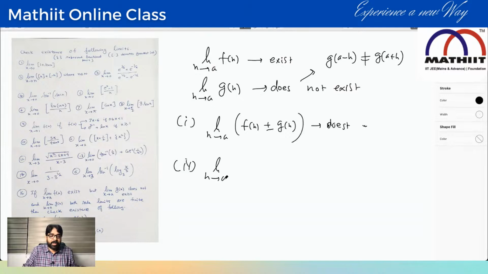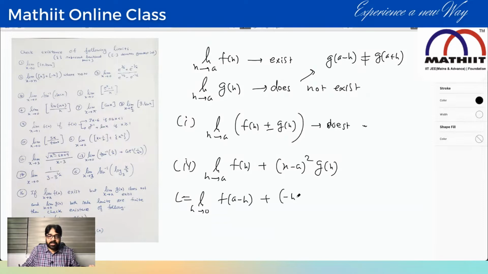Second way. Limit x approaches to a of f(x) plus (x minus a) whole square g(x). Here we will solve it. Left hand limit will be what? Limit h approaches 0, f of a minus h plus (a minus h minus a) whole square, means minus h whole square, g of a minus h. Remember, h approaches 0. This is near to 0 and this is some finite number. 0 into some finite number will be 0. Means this will be equal to f of a minus h.